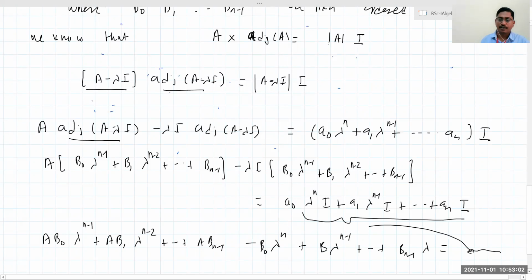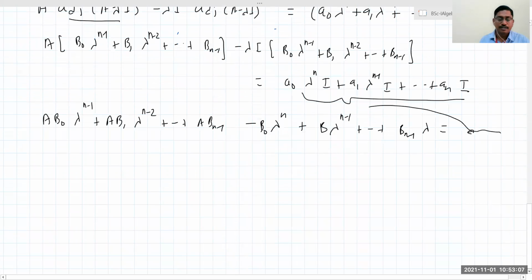This same thing here I'm going to write. So what you get on the left-hand side? You collect the coefficients of lambda raised to n. Lambda raised to n has this coefficient. What is the coefficient of lambda raised to n minus 1?